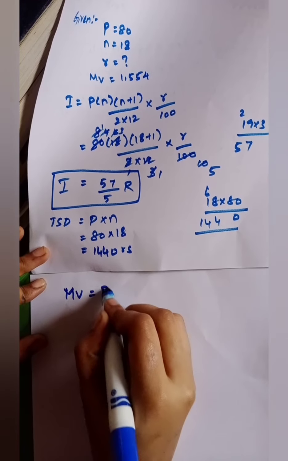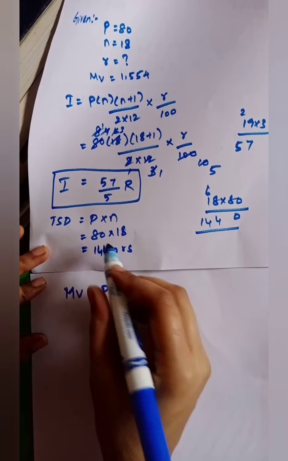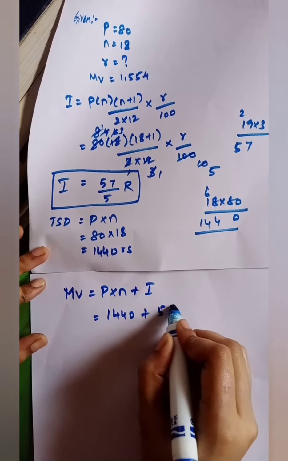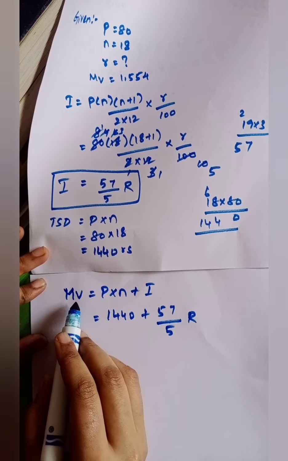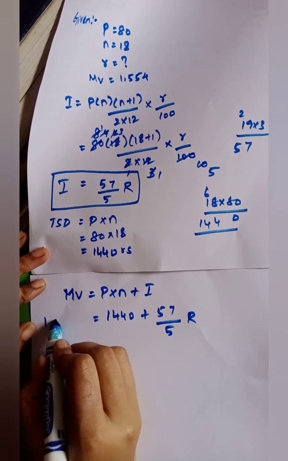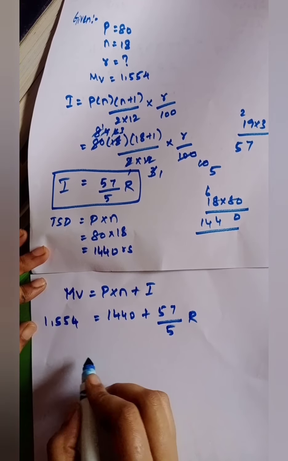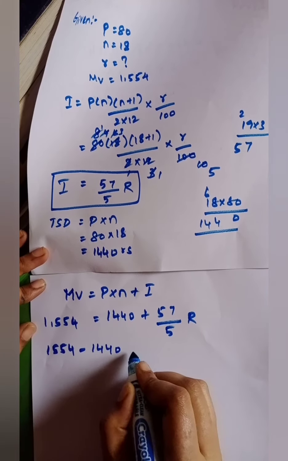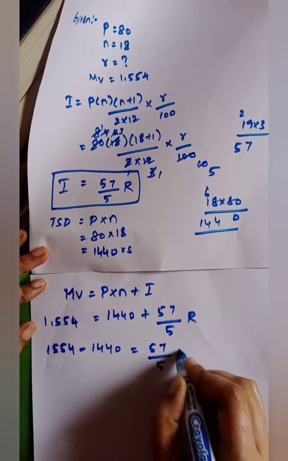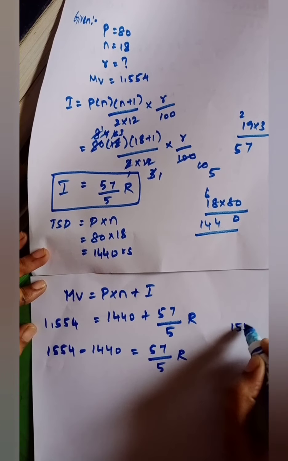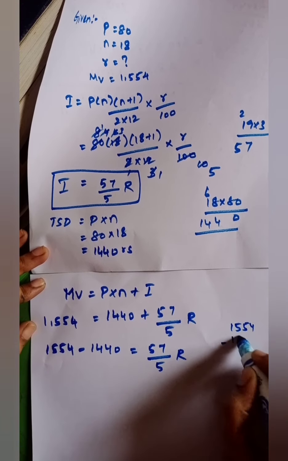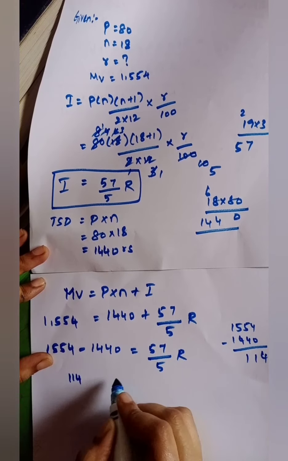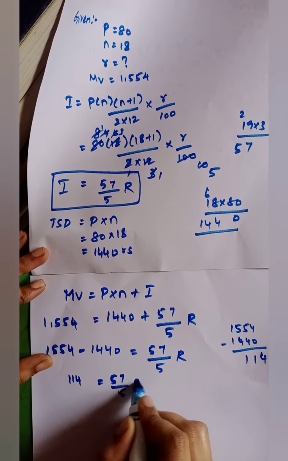MV equal to P into N plus I. We already found P into N, 1440. Interest is 57 divided by 5 R. And the maturity value is already given in the sum, that is 1554. So 1554 minus 1440 equal to 57 divided by 5 R. So subtracting 1554 minus 1440, that is 114 equal to 57 divided by 5 R.